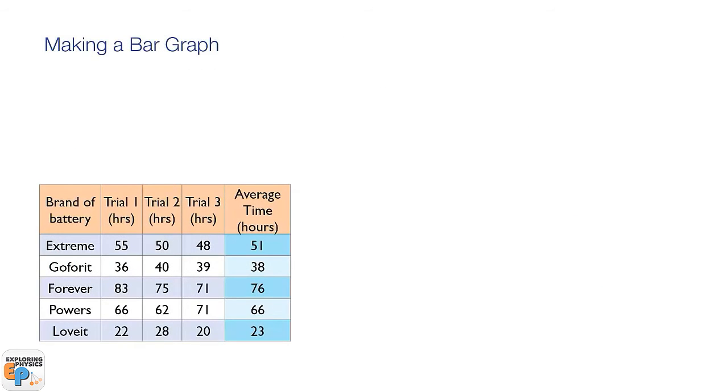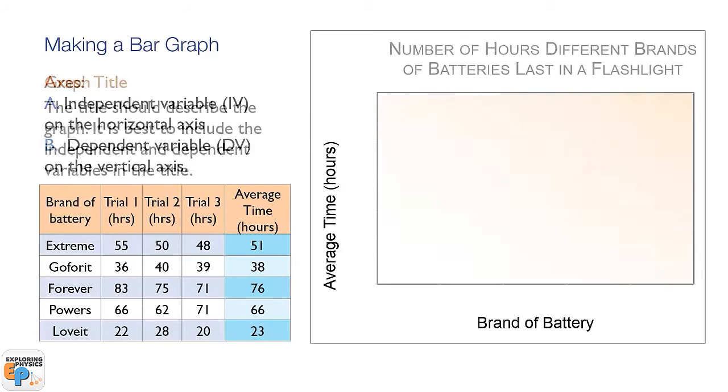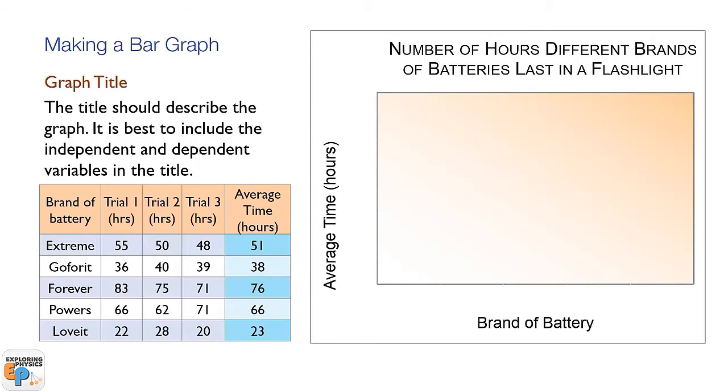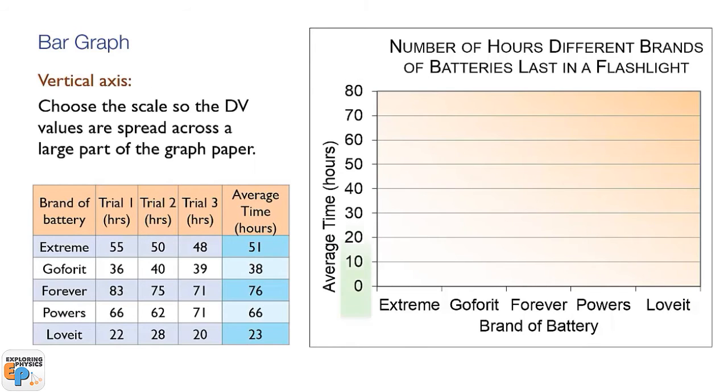To make a bar graph, we first mark the independent variable on the horizontal axis and the dependent variable on the vertical axis. We then add a descriptive title. It is best to include the names of the independent and dependent variables in the title. We then mark the discrete values of the independent variable on the horizontal axis and the values of the dependent variable on the vertical axis. It is best to choose a scale so that a large part of the graph paper is used.